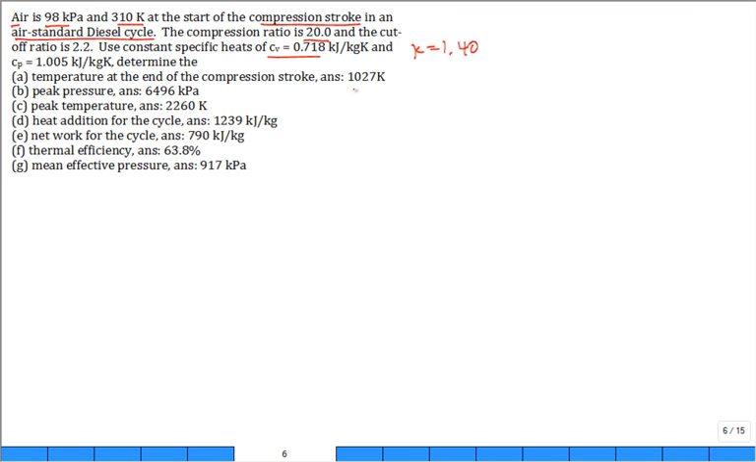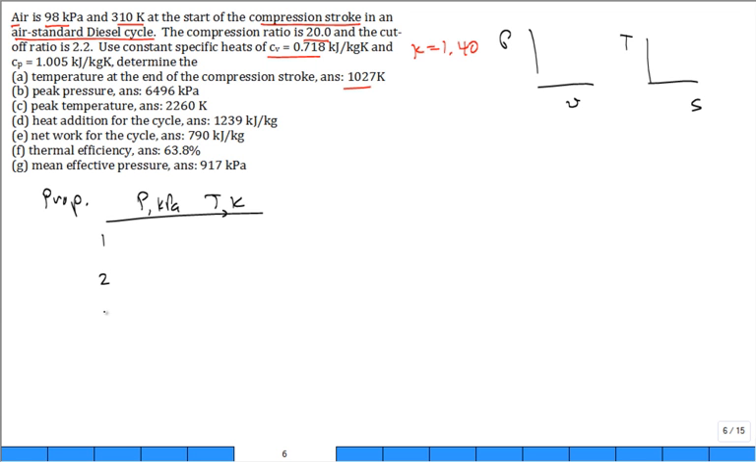Temperature at the end of the compression stroke, there's the answer. So what I would do again is I'd plot, get your PV diagram and your TS diagram. And let's make a little table for all of the properties. And the pressure in kilopascal and the temperature in Kelvin are the critical ones, state 1, 2, 3, 4. So for the pressure, we're given that it's 98 and the temperature 310. So how do I calculate T2? It's just like what we did for the Otto cycle. It's T1 times the compression ratio raised to the K minus 1 power.